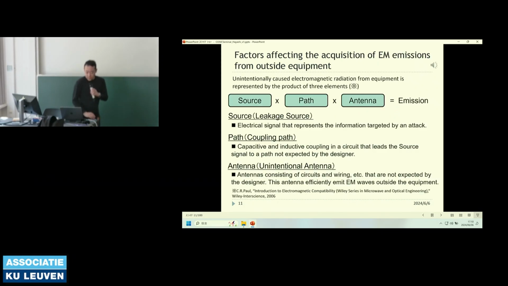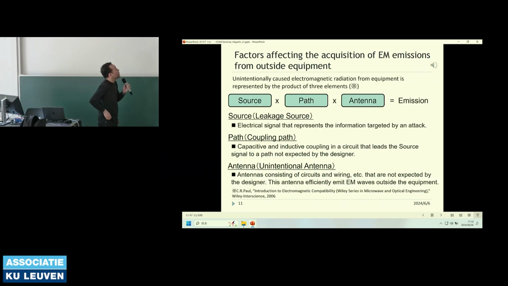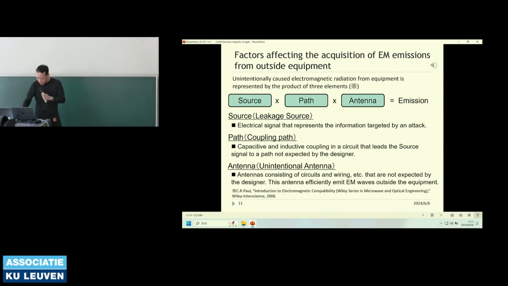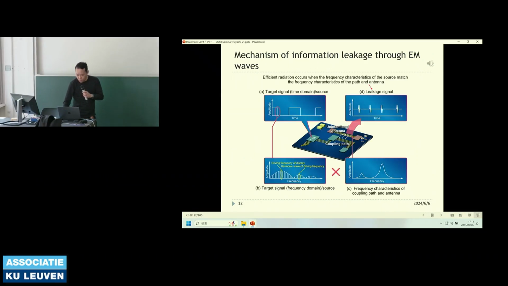First, this is the mechanism of EM leakage. This is a very, very simple formula. The source, the path, and the antenna are the essential factors of EM emanation. Please remember each of these factors.